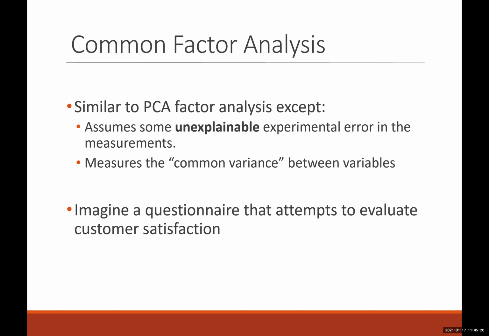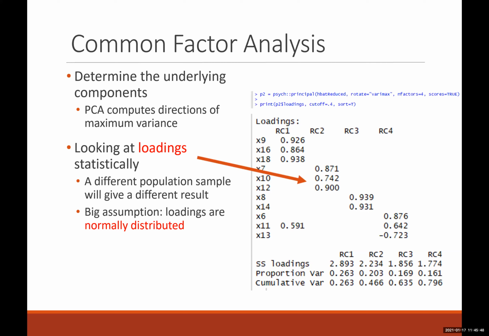So with common factor analysis, as we said before, it's similar to PCA analysis, in that we're trying to reduce all these variables that have shared variance and multicollinearity down into groups that have unexplainable common variance. And so that's how we get into these common factors. So if we take that customer satisfaction survey and try to figure out whether these components make sense or not, we're going to look at these loadings.